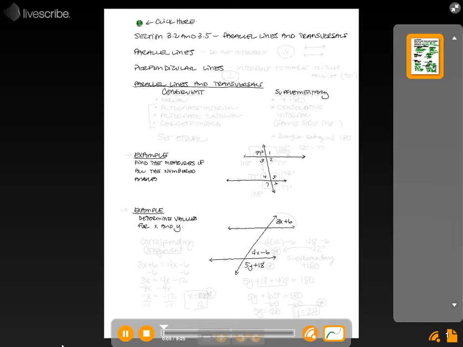Okay, these are our notes on sections 3.2 and 3.5 on parallel lines and transversals. The first thing we're going to do is review real quickly what parallel and perpendicular lines are.